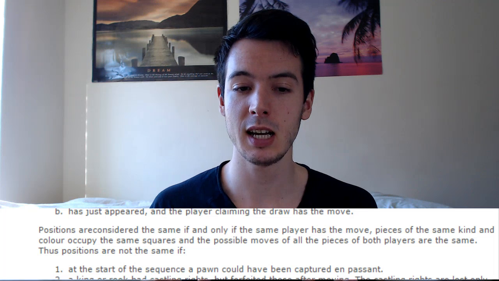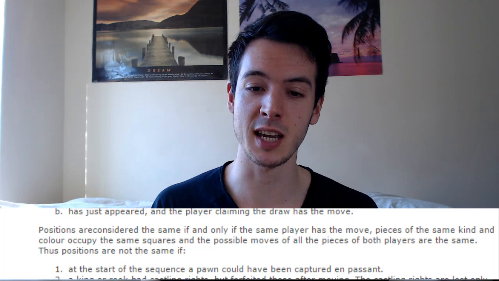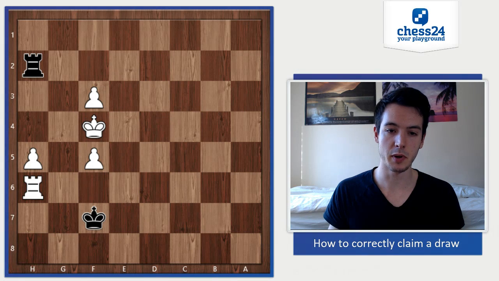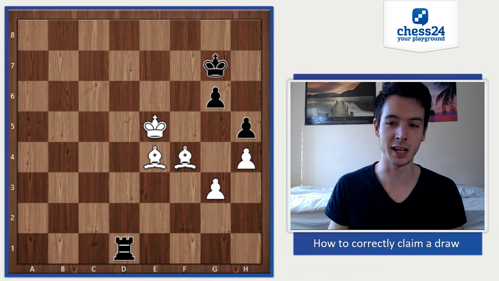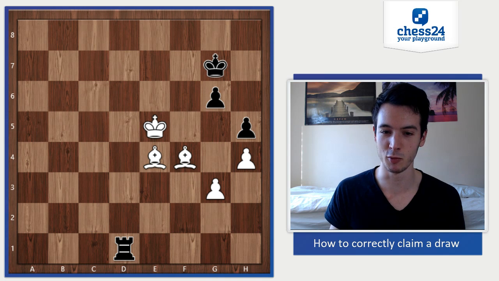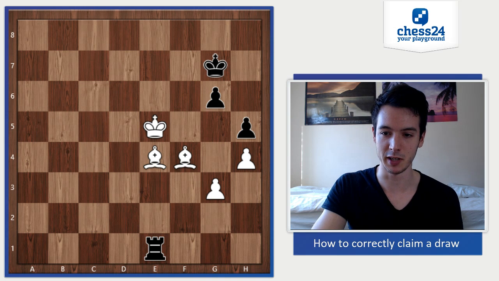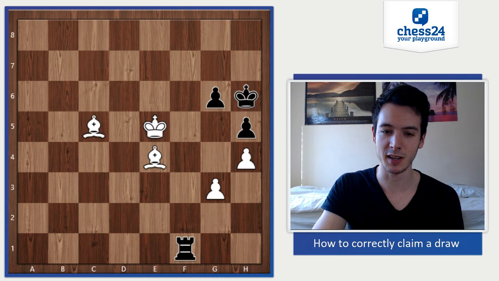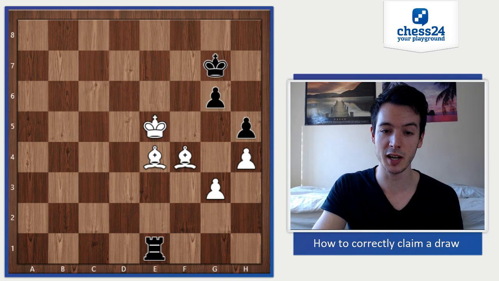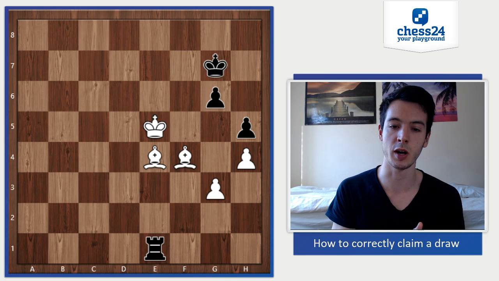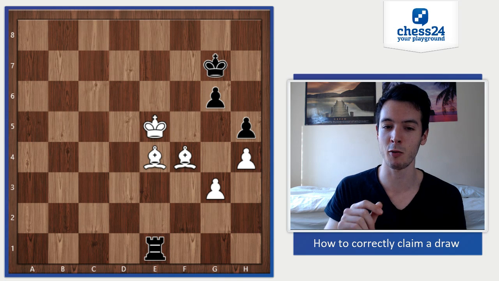So the first part is saying positions are considered the same if and only if the same player has the move. So there was just recently a game between Magnus Carlsen and his best friend Hikaru Nakamura in St. Louis 2015. And let's see what happened here. So this is the first time the position appeared. Okay, now they play some moves, nothing much happens. And we get to this position, second time it appears. Okay, this is the exact same position just as the other one, and it's also the same players to move. But now watch what happens.